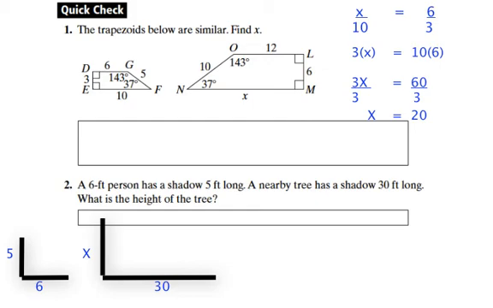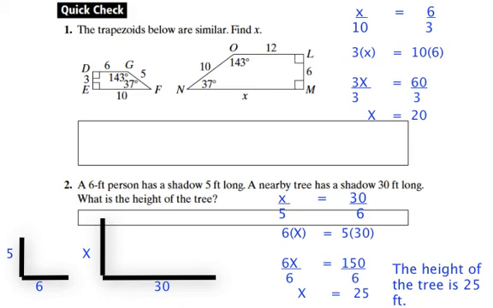We set the ratio up. x over 5, because those are corresponding sides, equals 30 over 6. We cross multiply and get 6 times x equals 5 times 30. 6 times x is 6x. 5 times 30 is 150. Then we divide both sides by 6. 6x over 6 simplifies to x. 150 divided by 6 equals 25. So x equals 25. The height of the tree is 25 feet.